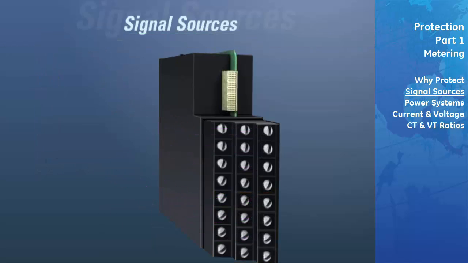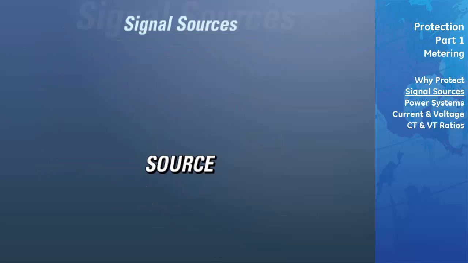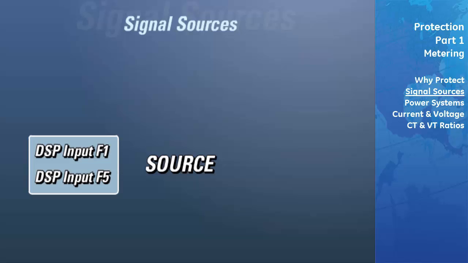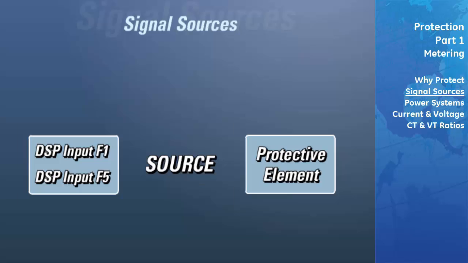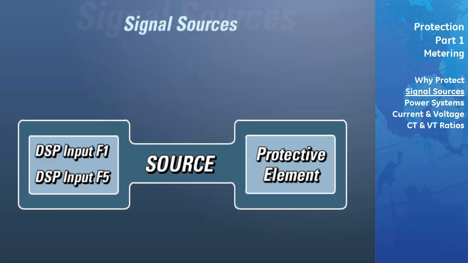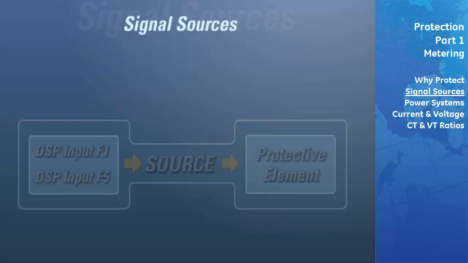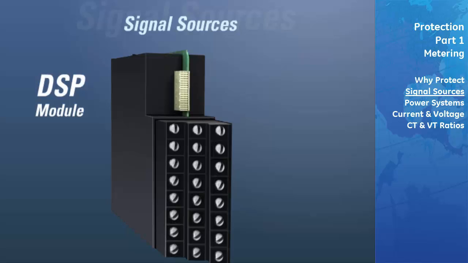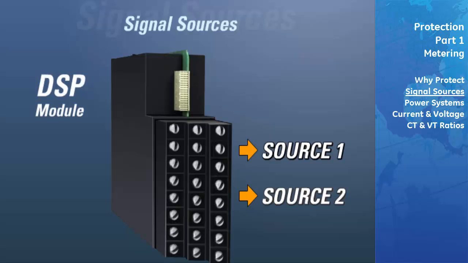We now need to explain the concept of sources. Sources are used to connect one or more groups of DSP inputs to protection elements. The DSP input groups are assigned to a source, which is then assigned to the protection elements. Each DSP installed in the UR provides 2 sources for configuring. Configuring of sources must be performed before the UR will meter voltages and currents.